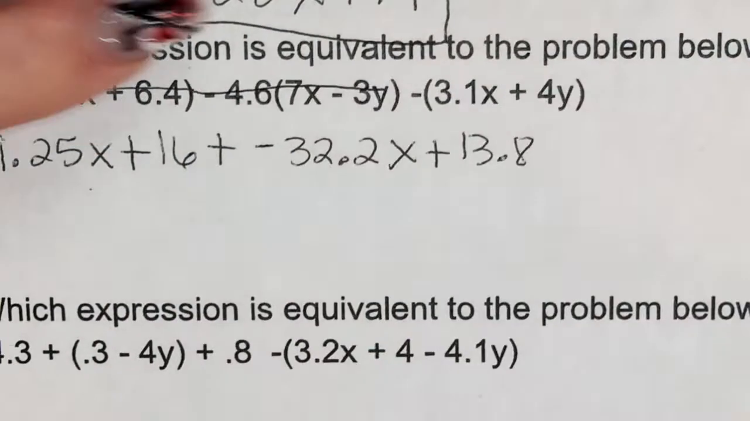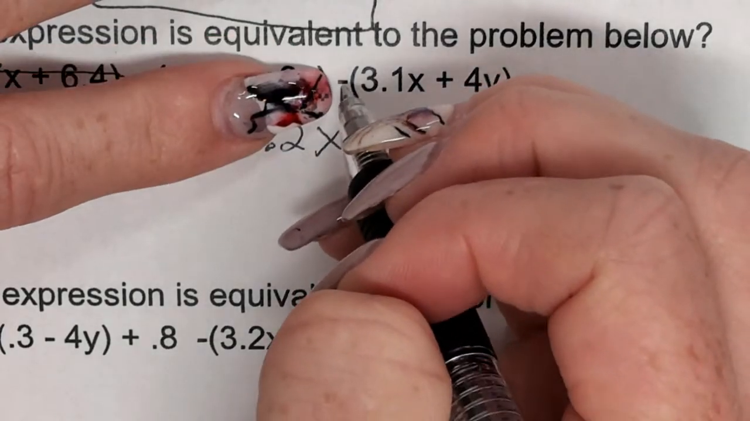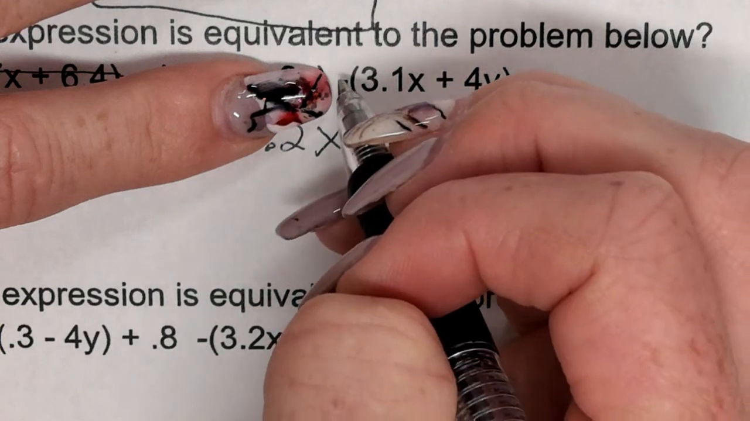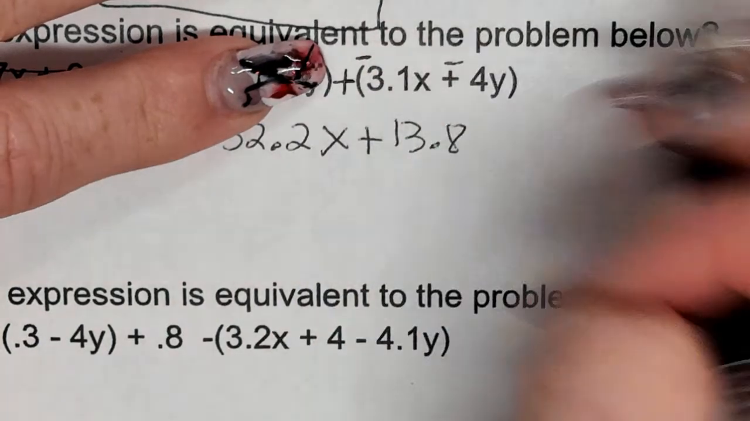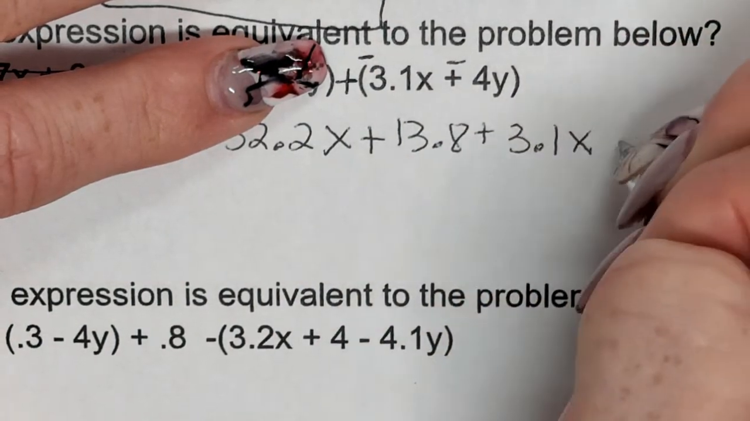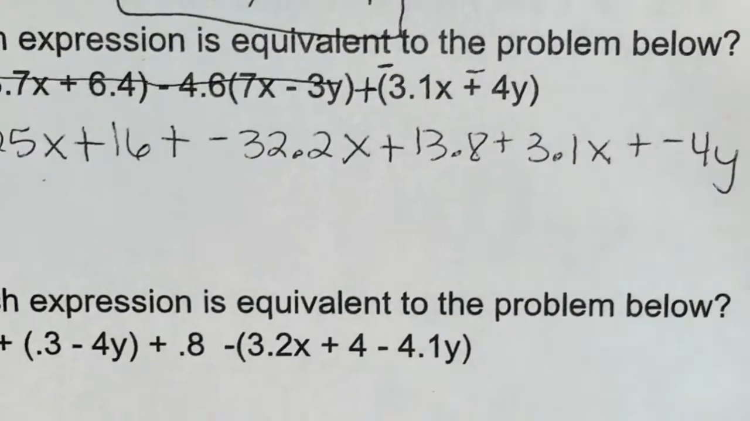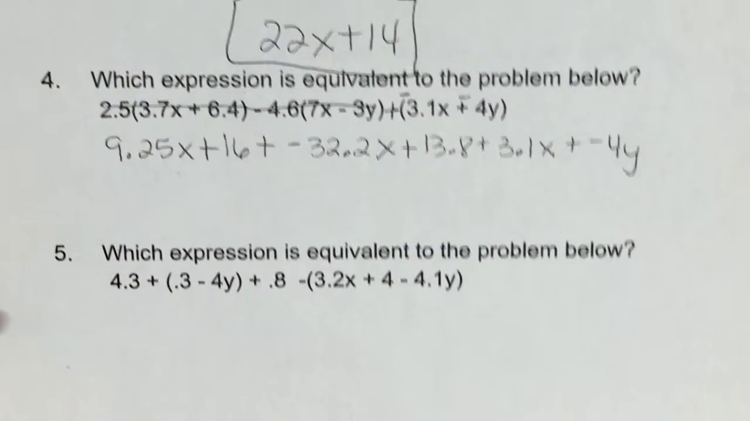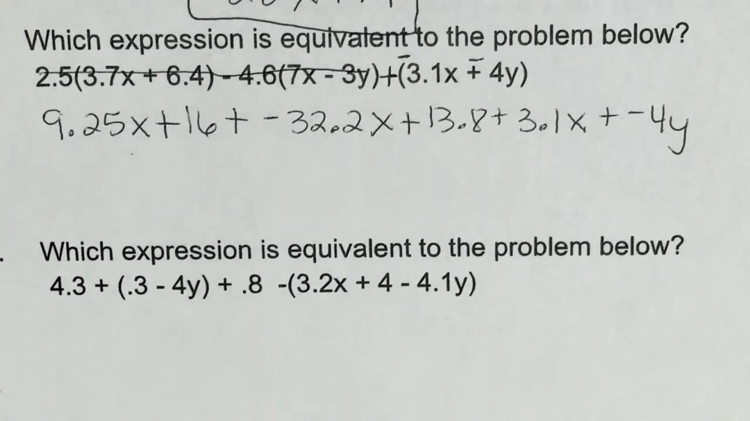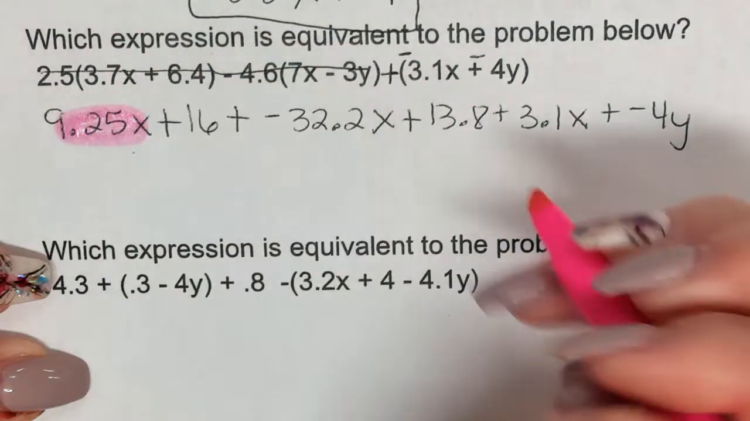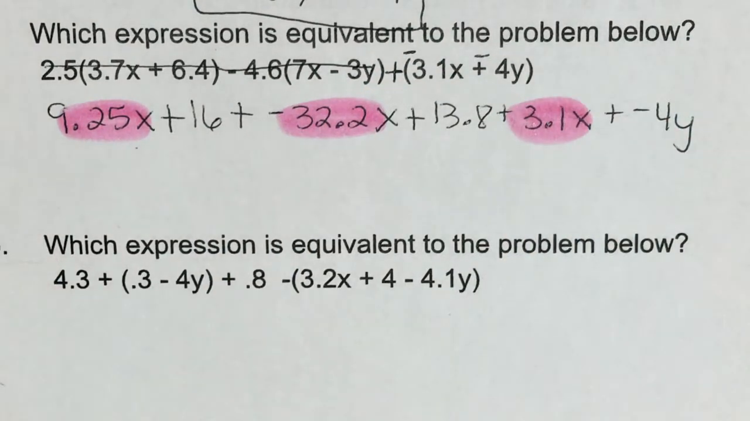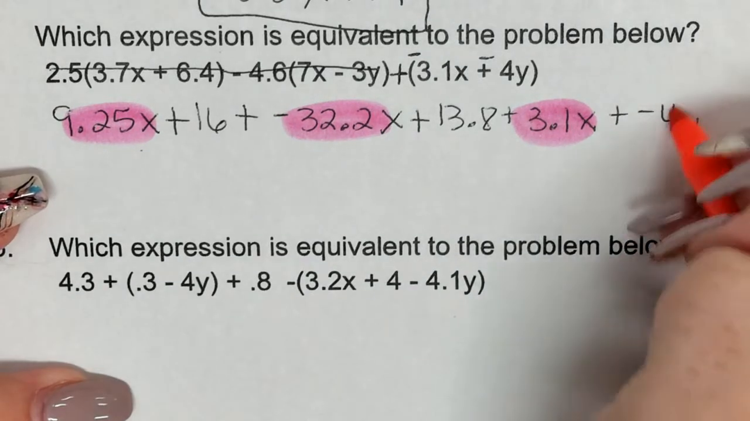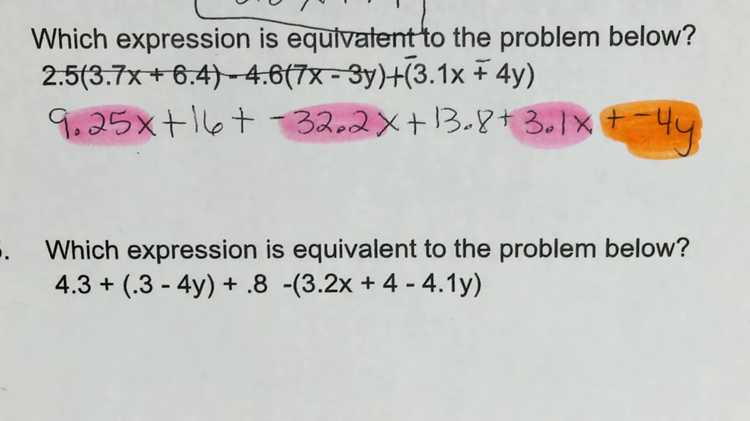Okay, I'm done with that. And then what did I tell you you had to do right here? Change all the signs. So this becomes a plus, this becomes negative, this becomes negative. So I have plus negative 3.1x plus negative 4y. Now what do I have to do? Combine like terms. So I'm going to highlight all the x's pink. I'm going to highlight all the y's orange. And all the regular numbers, I will highlight blue.